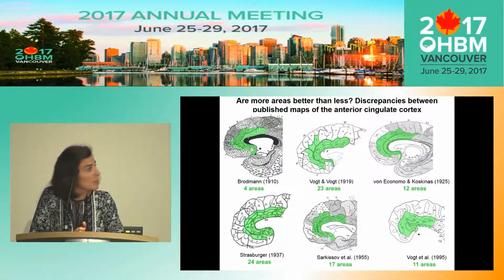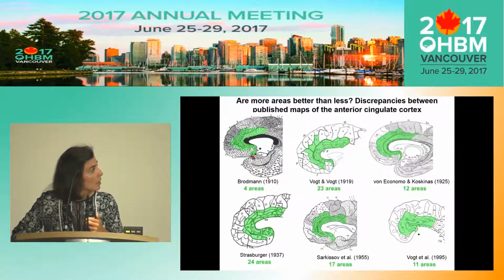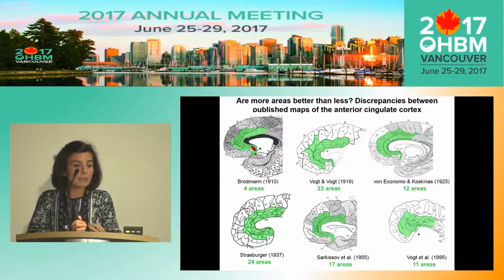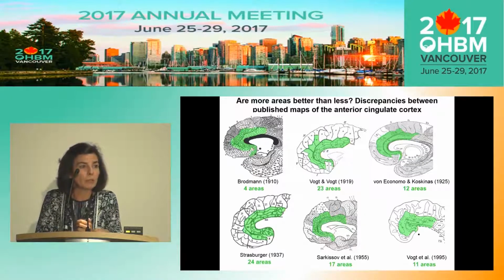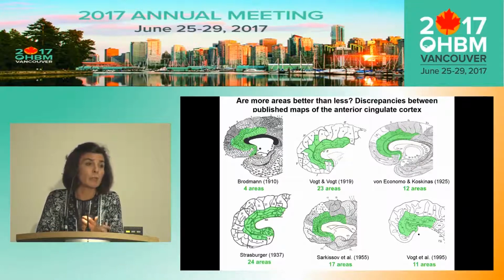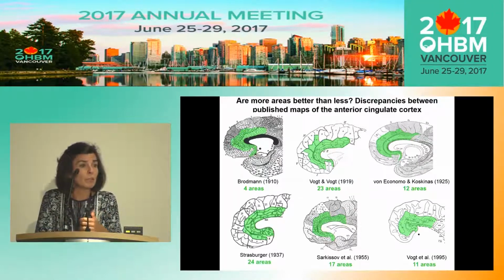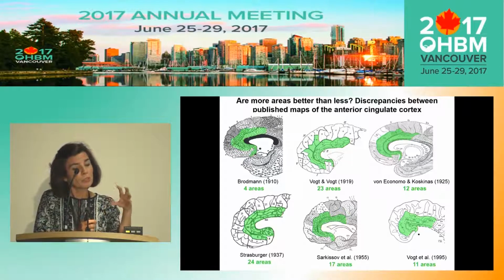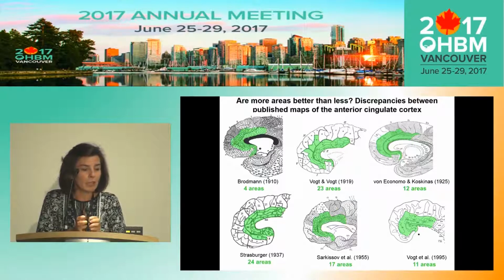And this is highlighted by this slide here, in which the map on the top left is that of Brodmann, and in green is his anterior cingulate region, which contains 4 areas. Areas 25, 33, 24, and 32. But at the position at which Brodmann only identified 4 areas, other anatomists have been able to identify up to 24 areas.